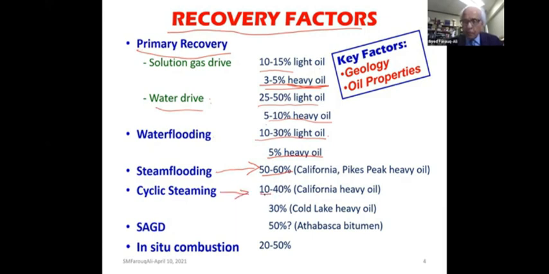Typically, you'll have 10%, but in some cases we've achieved 40%, 30% in Alberta. And then we have SAGD, a special variation of steam flooding, which has achieved 50% recovery. And finally, in situ combustion, which is the topic of today's talk. In situ combustion, although it has not been an economic success in most cases, it can recover quite a bit of the oil, actually 25 to 50%. So we'll talk more now about the last topic.